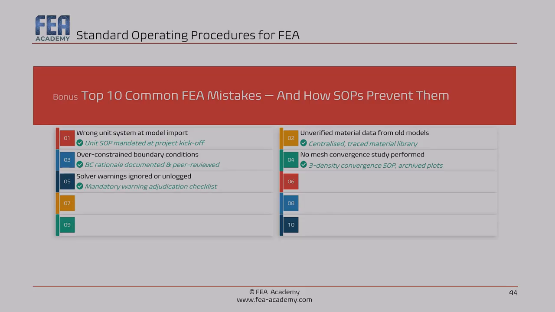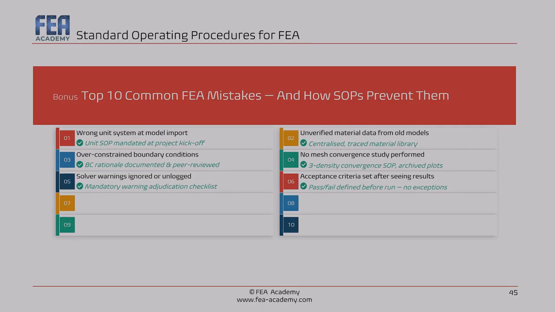Another typical error, the solver warnings ignored, okay? The warning messages are the solver telling you something unexpected is happening. The solver is talking with you through the log file, okay? Ignoring them is professional negligence. The fix is mandatory adjudication. Every warning reviewed, documented, and dispositioned. Okay? It's simple. You open the log file, you read them, you understand them, and you make sure that it makes sense. And you move on.